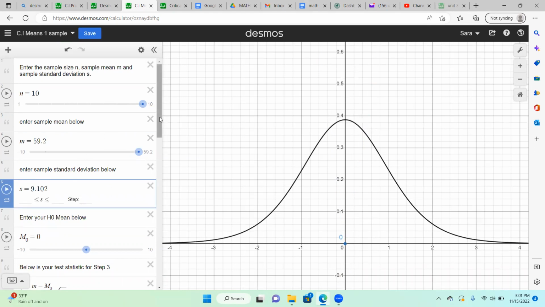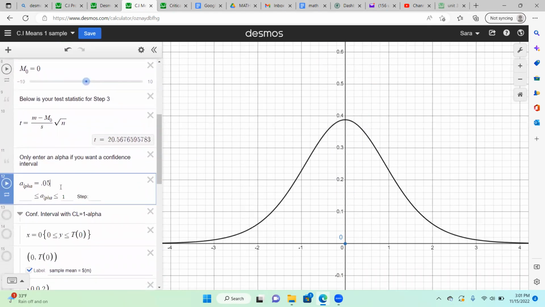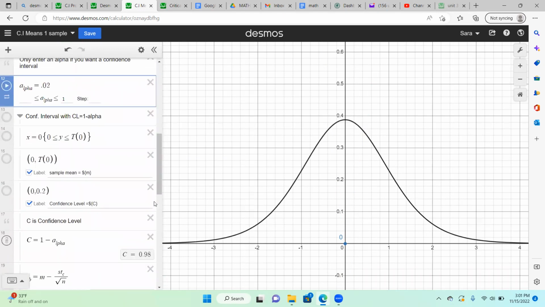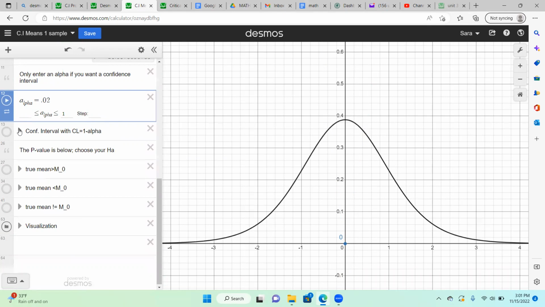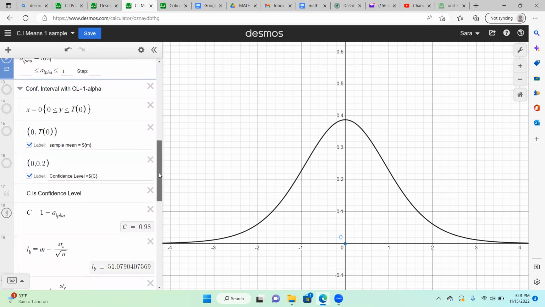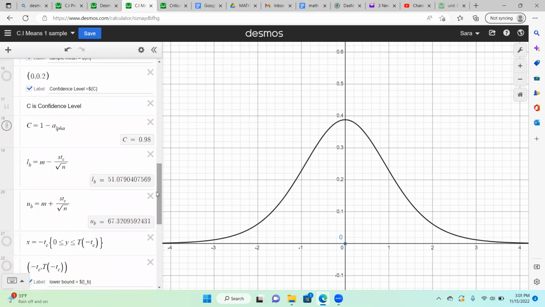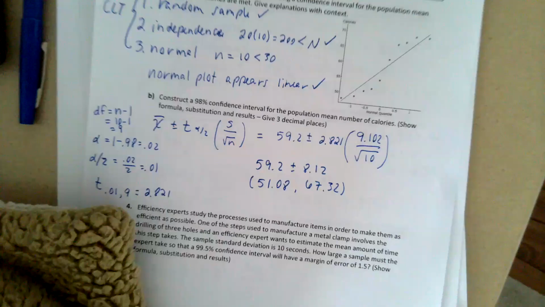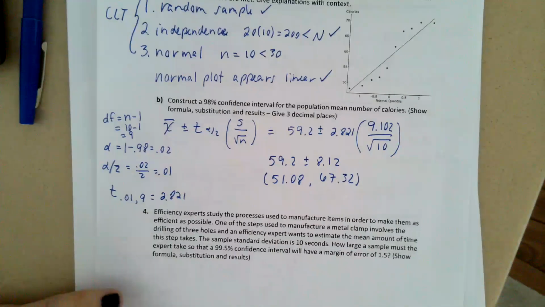And then we're going to scroll down to our alpha. And our alpha was 0.02. And then we can go right down to our confidence level. And it was already open. So you would just open the confidence level interval, and then scroll down. And there are the same values that we came up with, the lower and the upper. Okay.